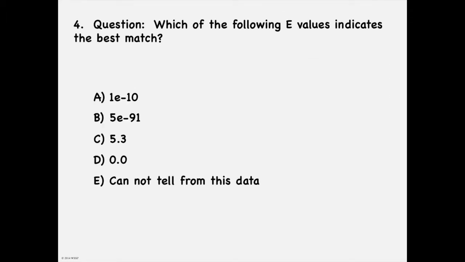Number 4, which of the following e-values indicates a best match? Now the e-value I didn't speak about before, but the e-value is the probability of actually matching something on accident. That's my simple way of explaining it. And if we match something on accident, we're going to get a high number, something like maybe 5.3. So we want it not to be on accident. So if you want your matches to be significant, which one would be the best?